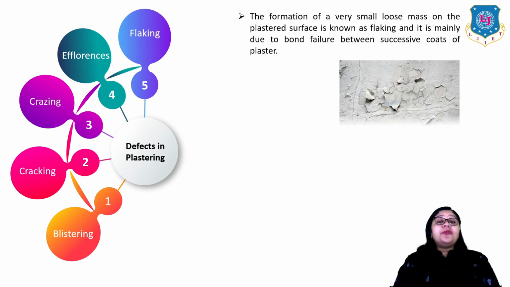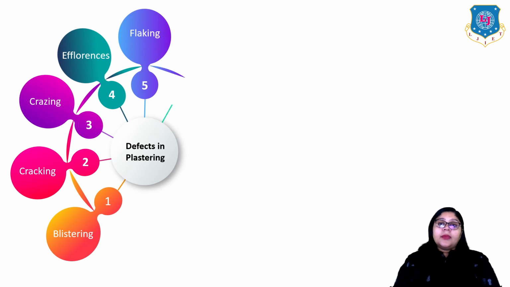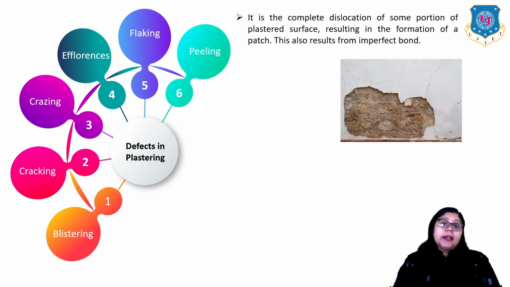The fifth one is flaking. The formation of very small loose masses on the plastered surface is known as flaking, and it is mainly due to bond failure between successive coats of the plaster, as shown in this figure. Now the sixth one is peeling. It is the complete dislocation of some portion of the plastered surface resulting in the formation of a patch. This also results from imperfect bonds, as shown in this figure.